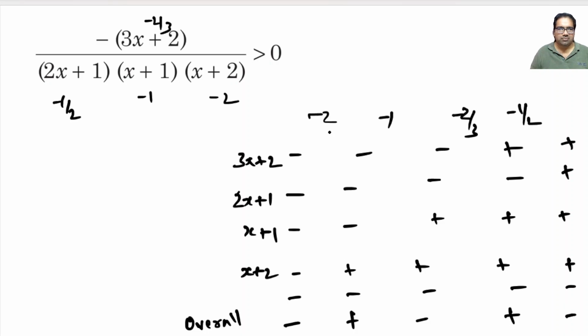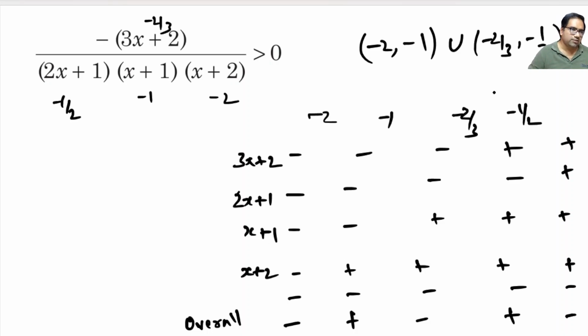So basically what does that mean? When x is lying between minus 2 to minus 1 union minus 2 by 3 to minus half. Right. This is the case when this expression will become positive. Minus 2 to minus 1 and minus 2 by 3 to minus half.